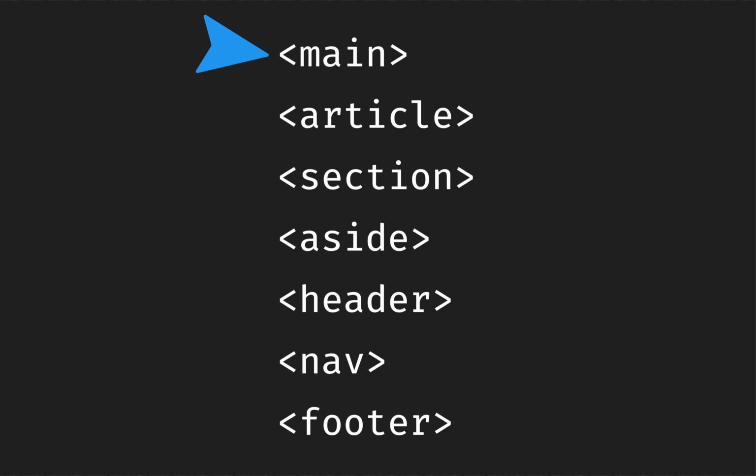The main element represents the main content of the body. So this is where you have your content that relates to the central topic of the document or the central functionality of an application. An article represents a self-contained composition in the document, and this can be a forum post, a magazine article, a blog entry, a user submitted comment. So it's kind of independent. It's an independent item of content.